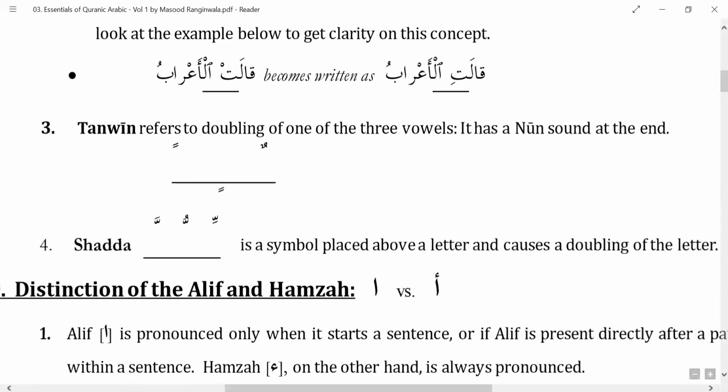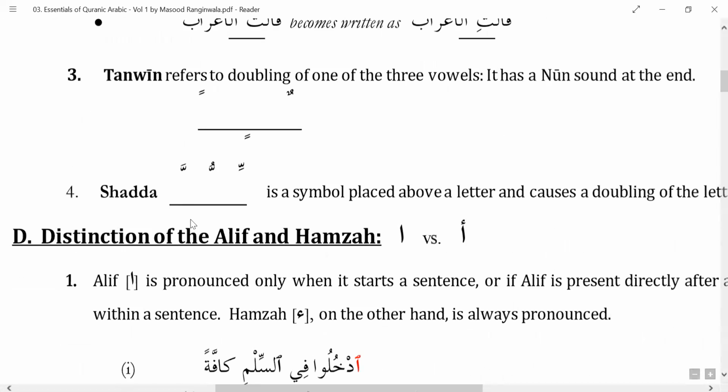Then you have something called a shadda. Shadda is again a sign which is written on top of the letter. It will come along with a haraka. Shadda means you have two letters inside, the first one with a sukoon, the second one with the corresponding haraka that will come with it.